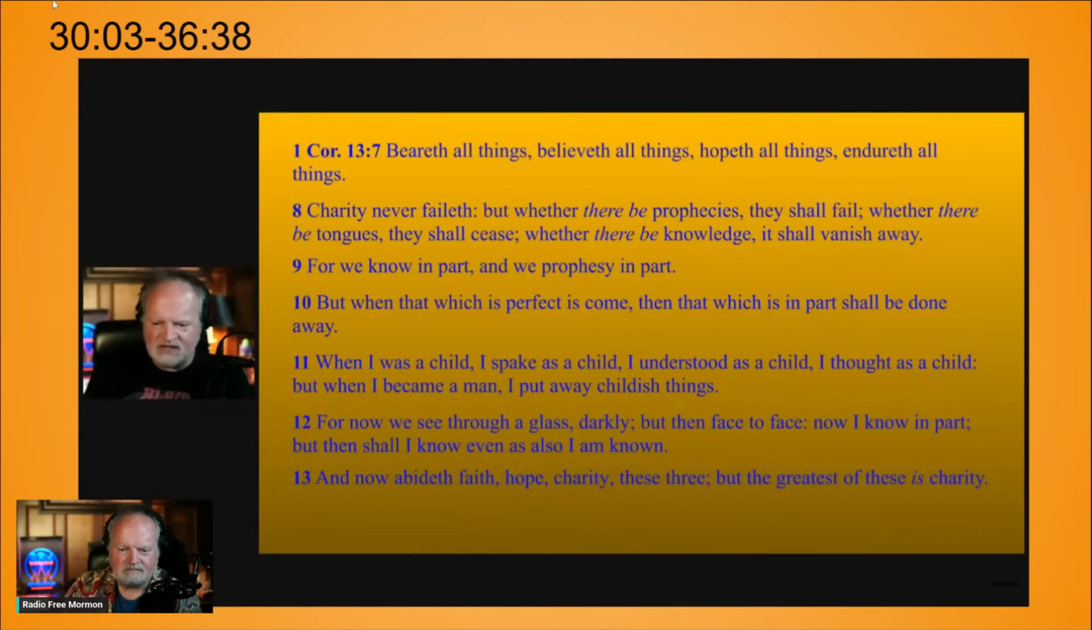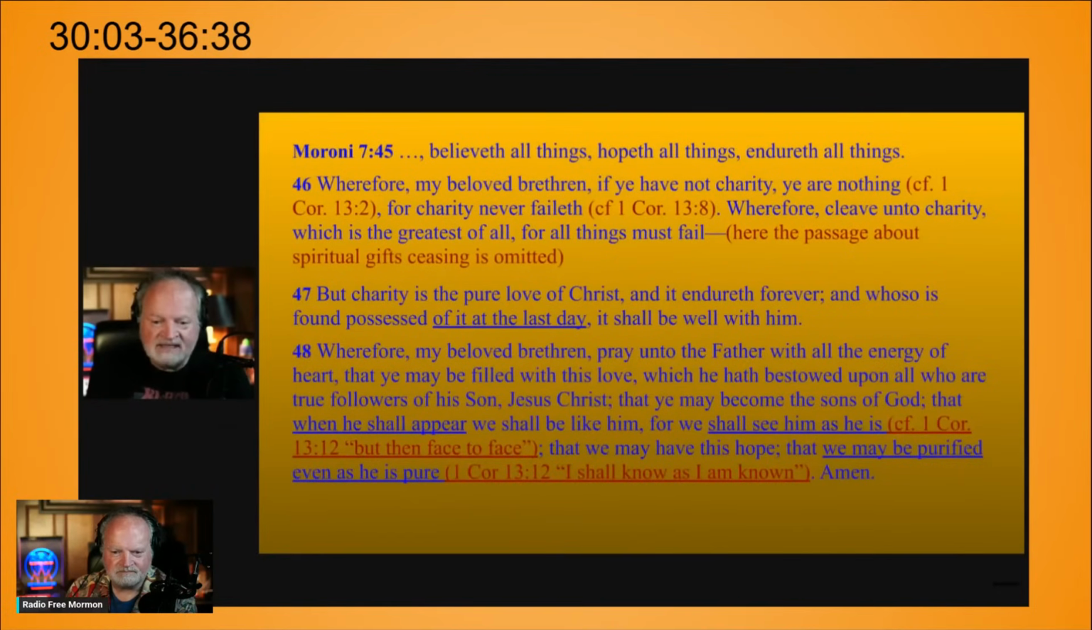Okay, so having read that passage, let's see what Moroni chapter 7 does with it. And as I say, it omits it. Chapter 7, verse 45, beginning with believeth all things, hopeth all things, endureth all things. Wherefore, my beloved brethren, if ye have not charity, ye are nothing.